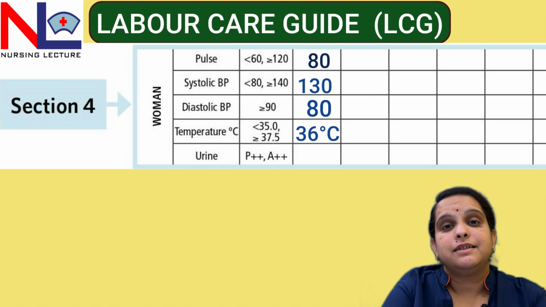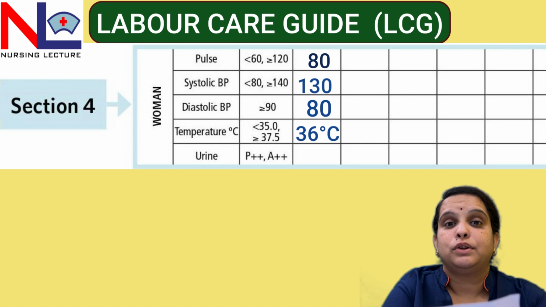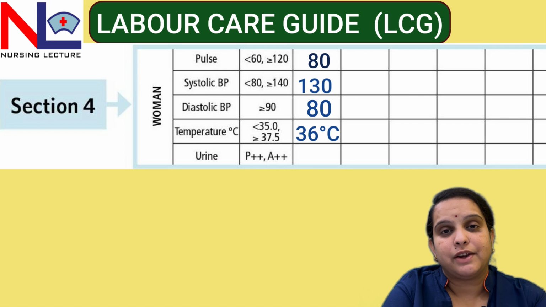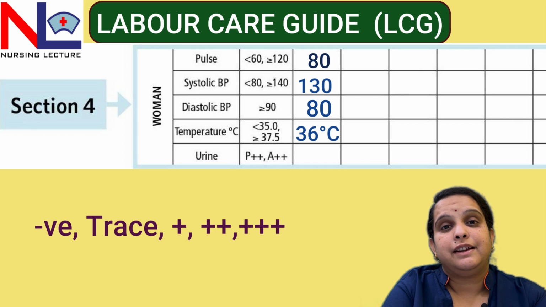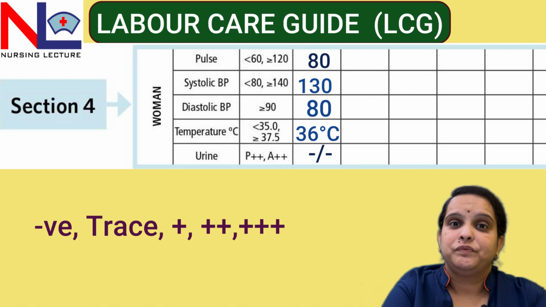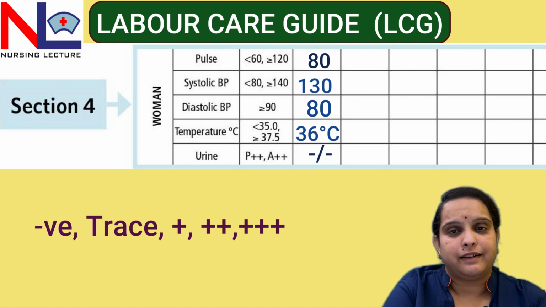Next is the urine analysis, and in this we have to record the presence of protein and acetone in urine. Through a reagent strip, we can ask the mother to void and check for the presence of protein and acetone. Here we can write negative, trace, which is a small amount present, and +1, +2, +3, or for acetone even +4. If there is no protein and acetone, you can write negative/negative. If you find trace, you can write trace/trace. This is how we can write.